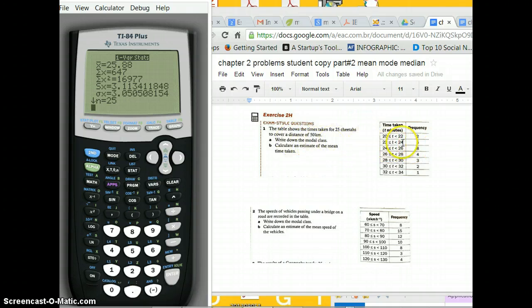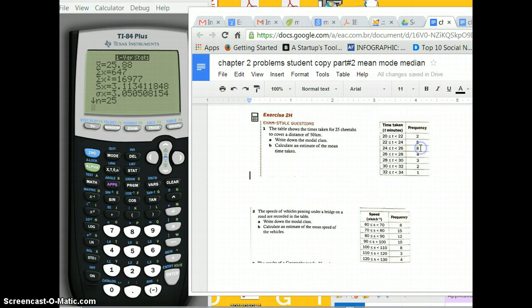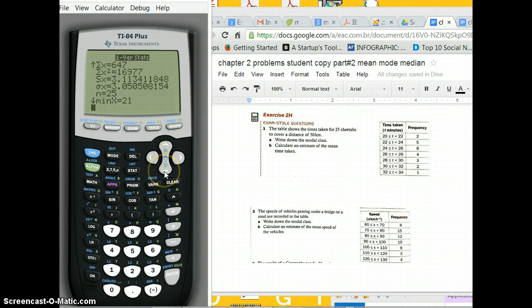Write down the modal class. Well, the modal class is the class that has the most cheetahs in that category, which would be this one. It would be 8, right? 8 cheetahs in 24 to 26. And we can calculate the median here. It would be 25, but it just means that the middle cheetah is in this class. Okay? That's it. Thank you.